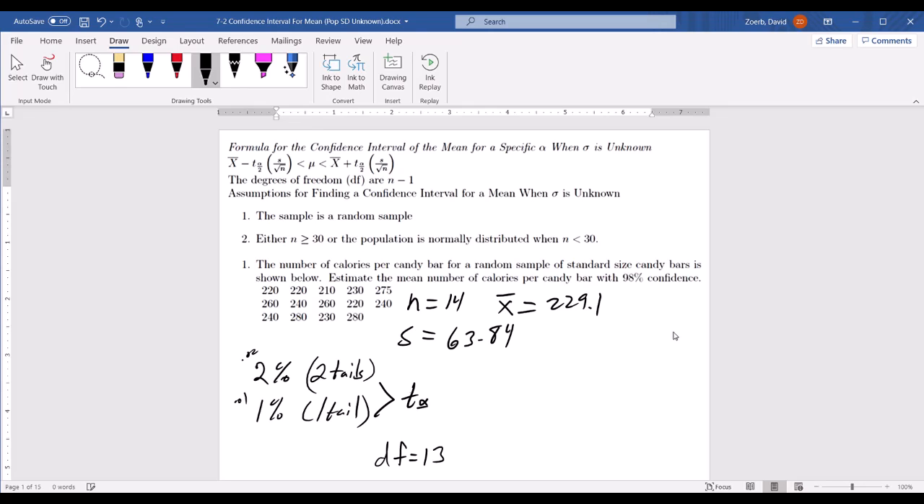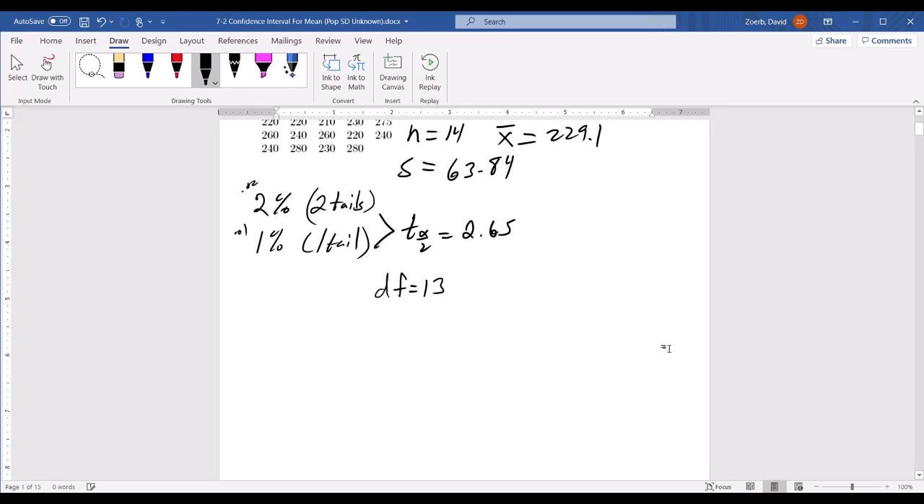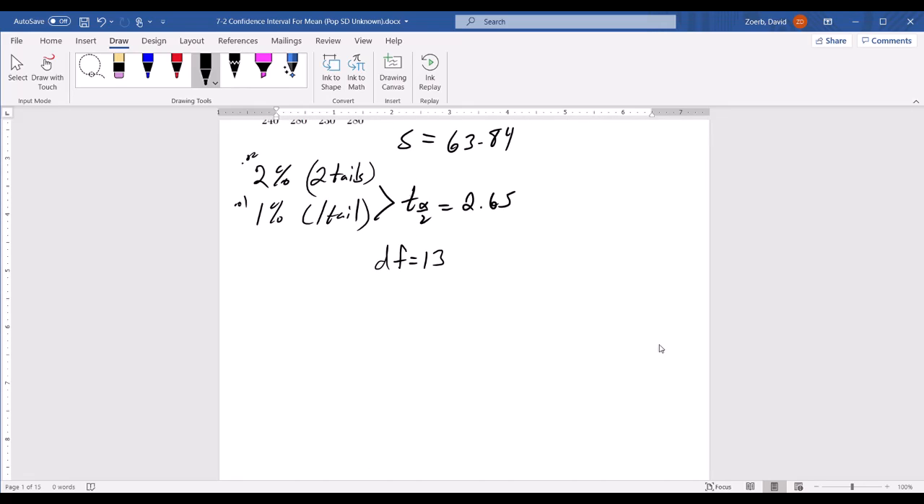So t sub alpha over 2 would equal 2.65. Now, write down the formula, plug in the formula. So x bar minus your t-score times the quantity of standard deviation divided by square root n, smaller than mu, and that's smaller than the same thing on the left, except it's a plus instead of a minus.